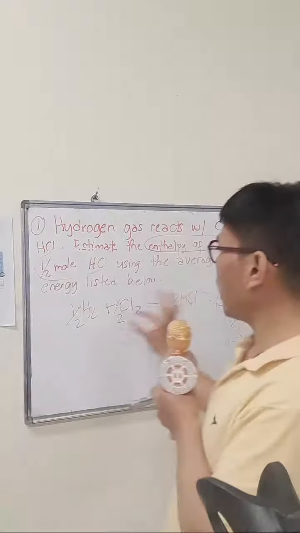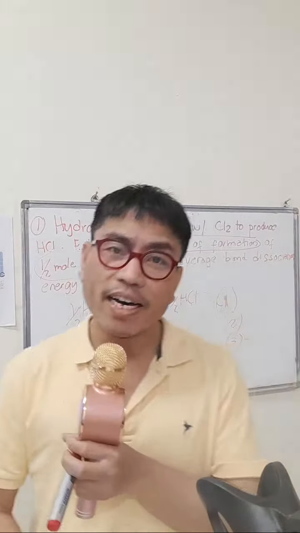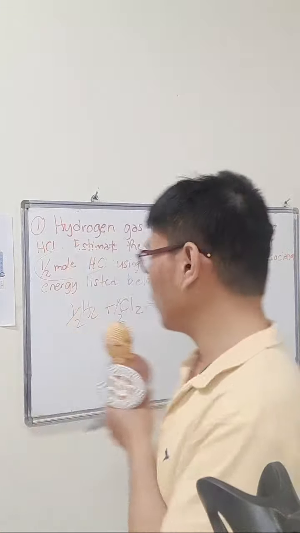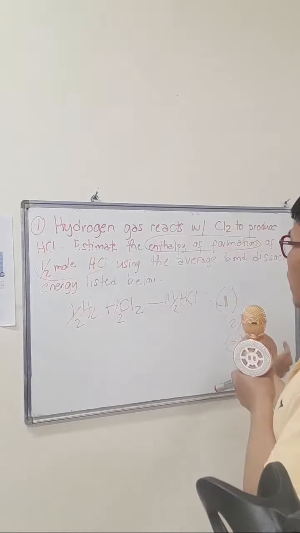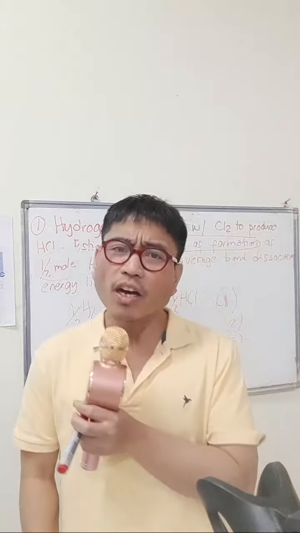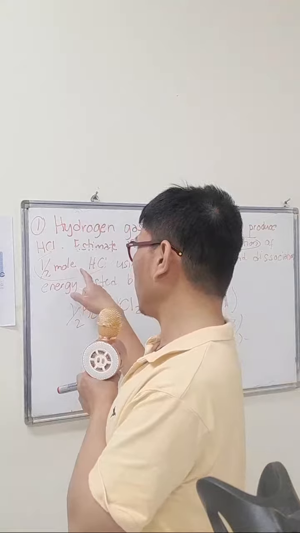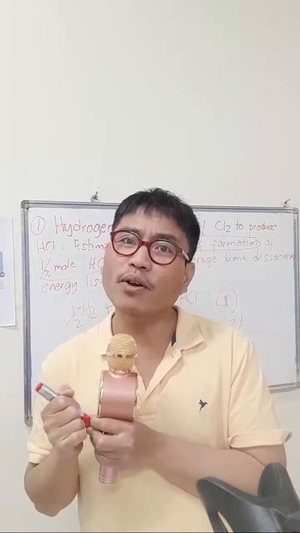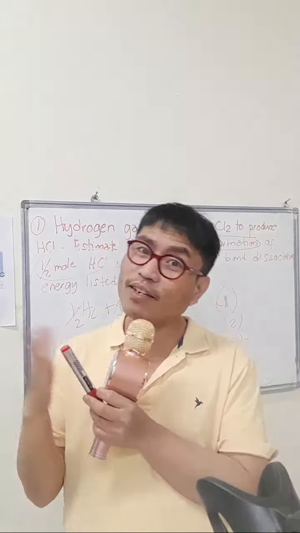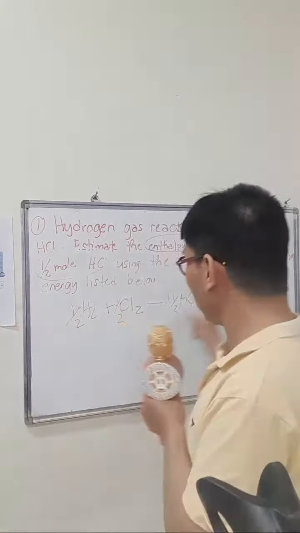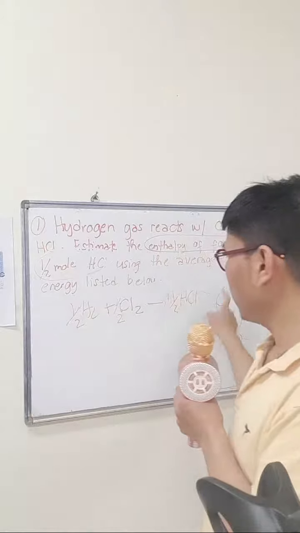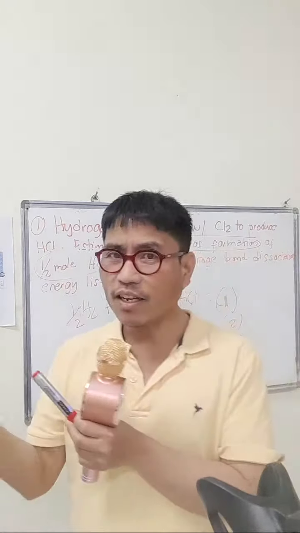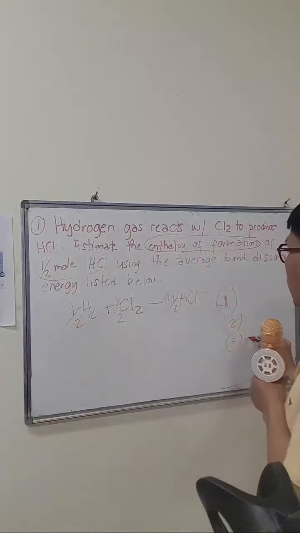So this is now based on the bond dissociation energies. We will not base it on the balanced chemical equation, because we are given 1/2 mole of HCl as our product. It's given already in the problem. But if there is no given, use the balanced chemical equation and then do the chemical bonding as well. So we are now in option 3. How can we do this?